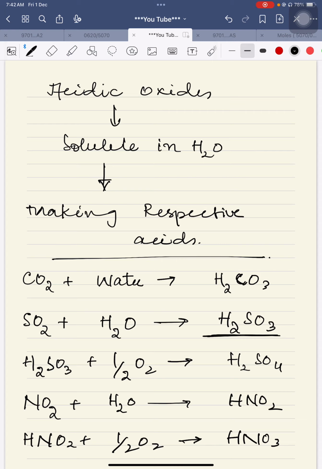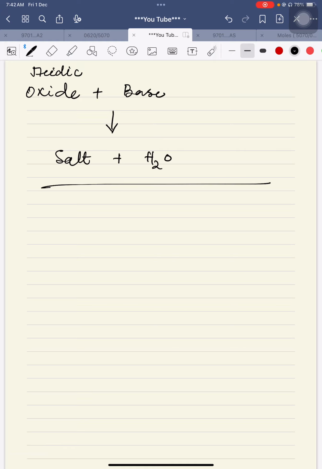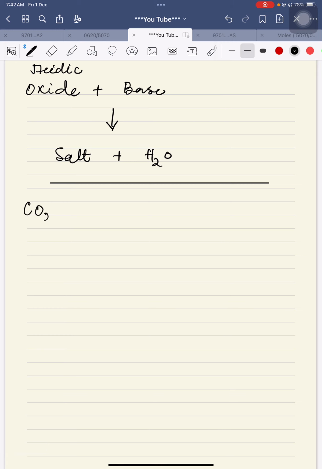Okay. Now I'm changing the page. So whenever an acidic oxide, as it has an acidic property, here I'm writing: acidic oxide combines with a base, and as a result it makes salt and water. Okay, so this is how this reaction happens. Let's discuss a few. Carbon dioxide is a common example of a gas, so we will discuss it as well.